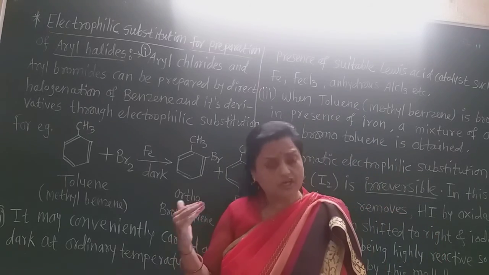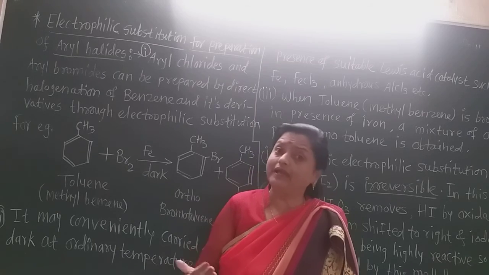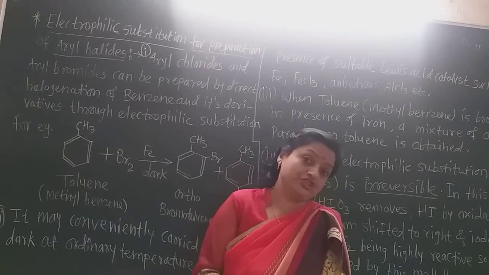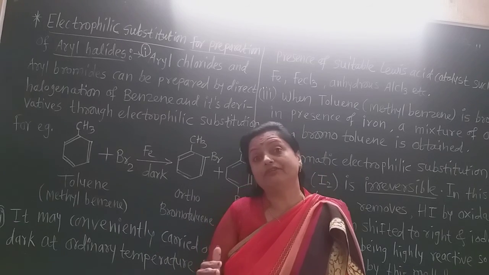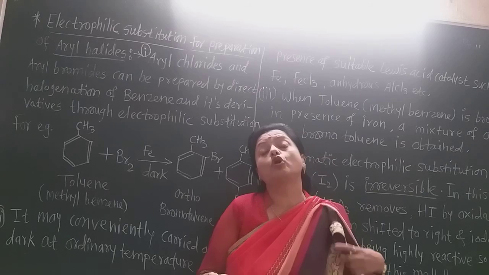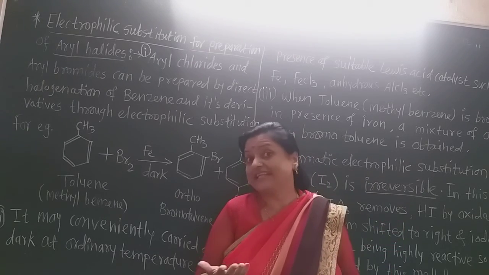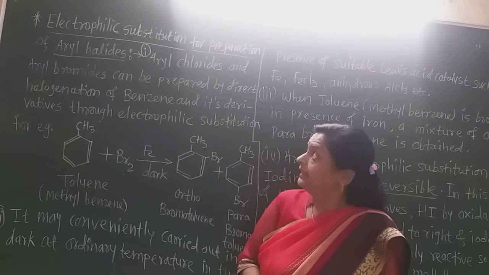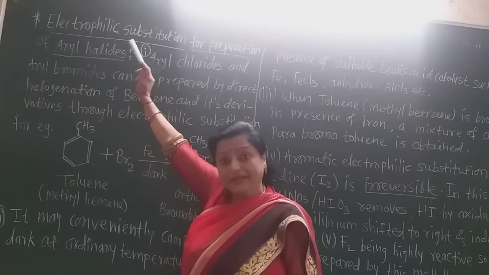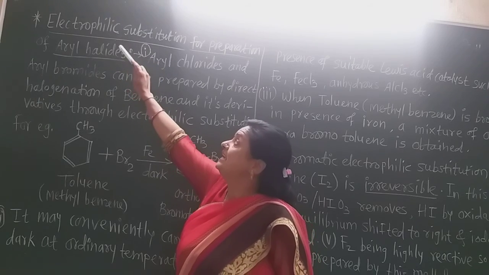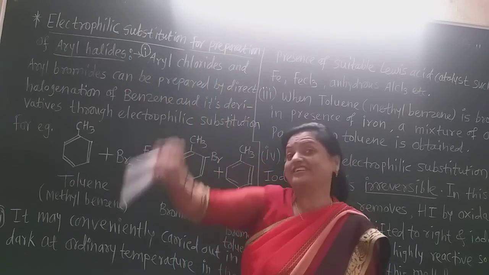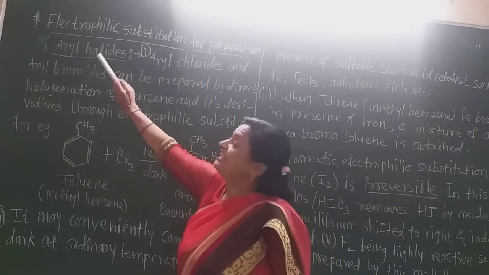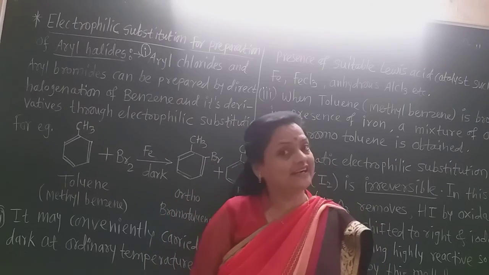Up to now, with three methods we prepared the aliphatic halogen derivatives: the halogen exchange method, the formation of halogen derivatives from alcohols, and again the formation of halogen derivatives from alkenes, that is the hydrocarbons. Now this is the last and fourth method, in which we learn the preparation of halogen derivatives by electrophilic substitution reaction. This is the electrophilic substitution for preparation of aryl halides, that means aromatic halides.